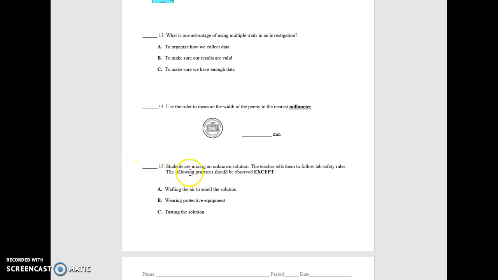Number 15. Students are mixing an unknown solution. The teacher tells them to follow lab safety rules. The following practices should be observed except A. Wafting the air to smell the solution. B. Wearing protective equipment. C. Tasting the solution.